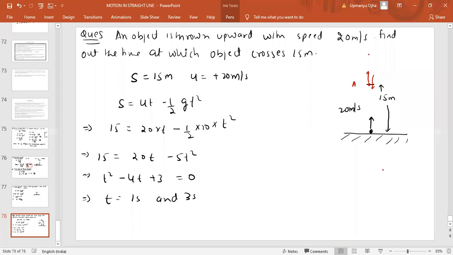I hope you understand this. No, we cannot directly use t equals 2u by g, because that is the total time of flight. One more thing to understand: if in the question they don't mention g equals 9.8 meter per second square, you just need to take g as 10 only.